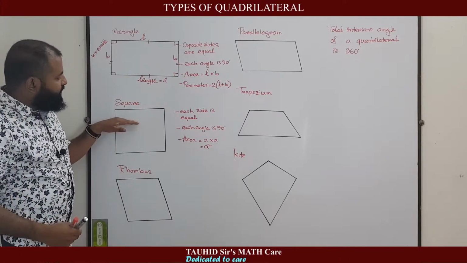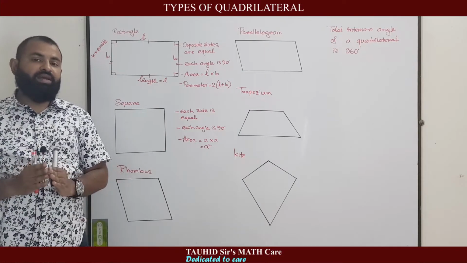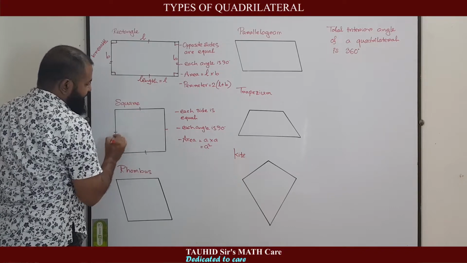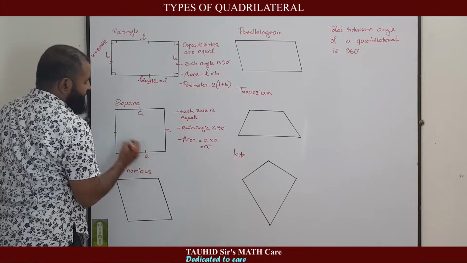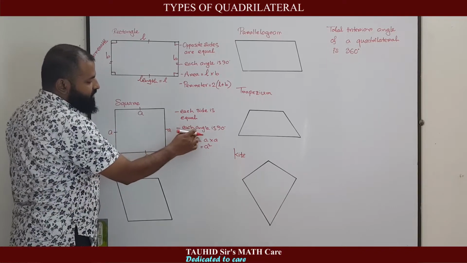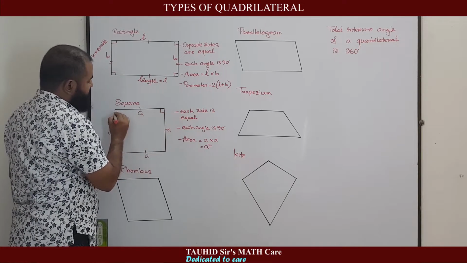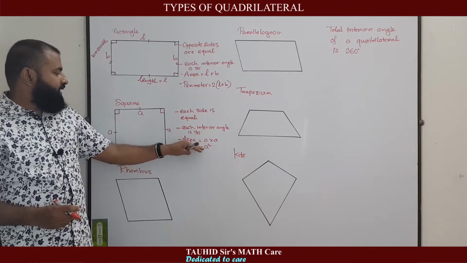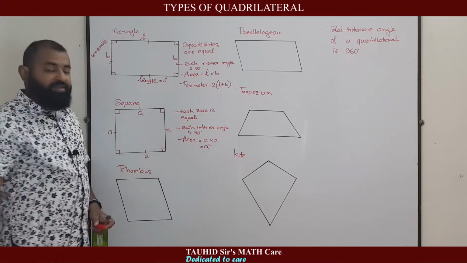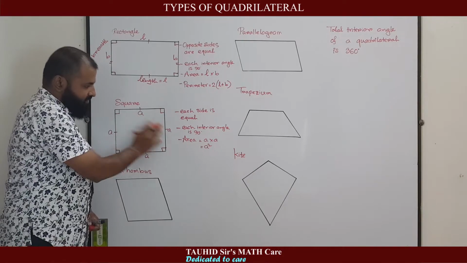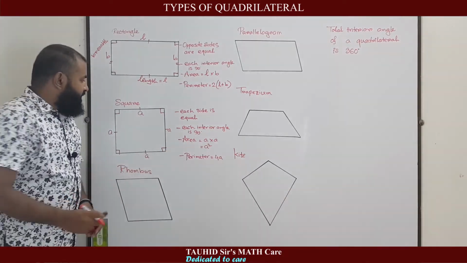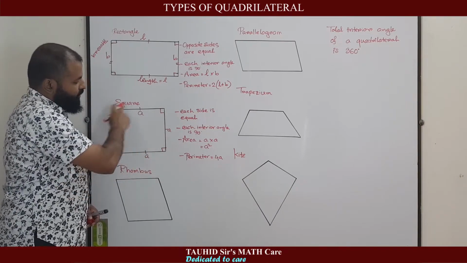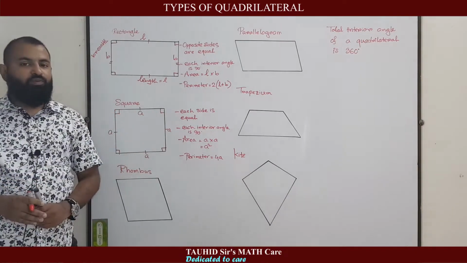Now the second type, square. Square is such a type of quadrilateral where each side is the same. Let's call each side as A, and each interior angle is 90 degrees. And the area of a square is A into A, that means A squared. The total space it takes is A squared. And the perimeter of a square is 4A. A plus A plus A plus A. Total length of this boundary is 4A.